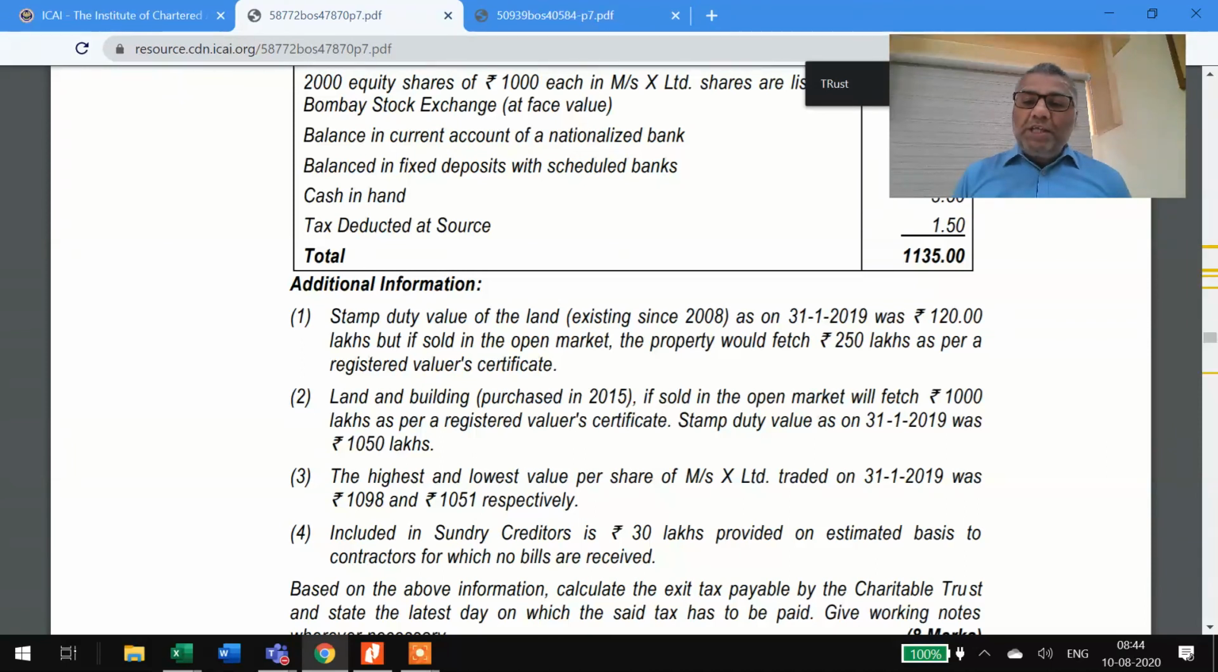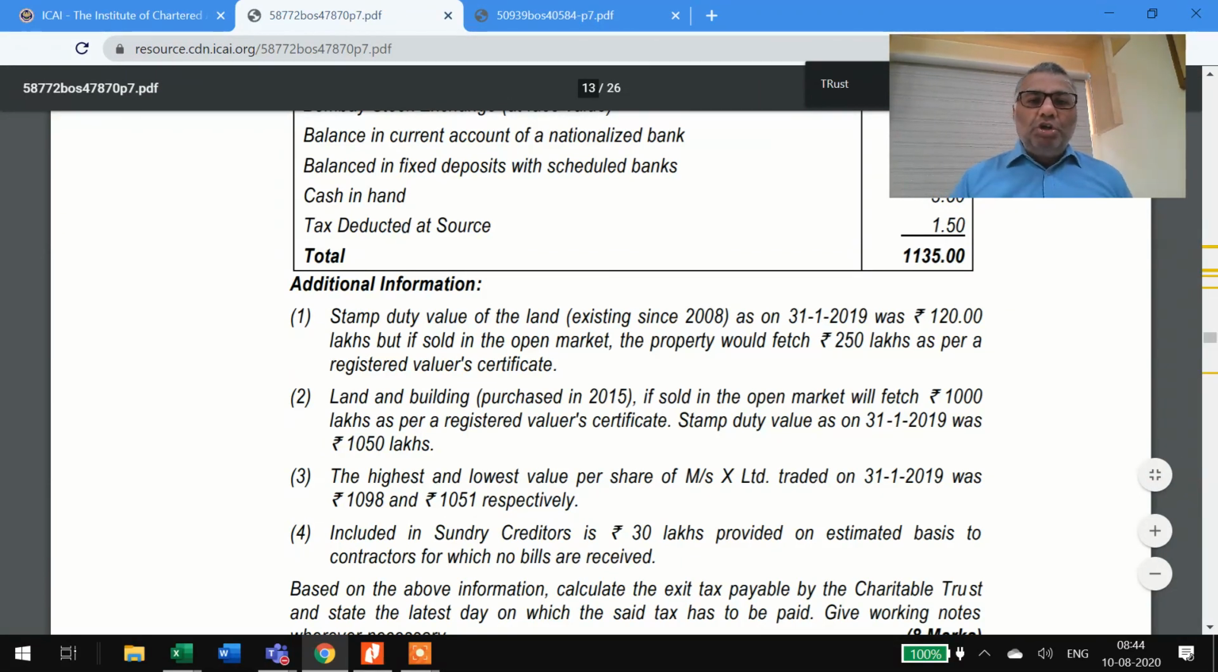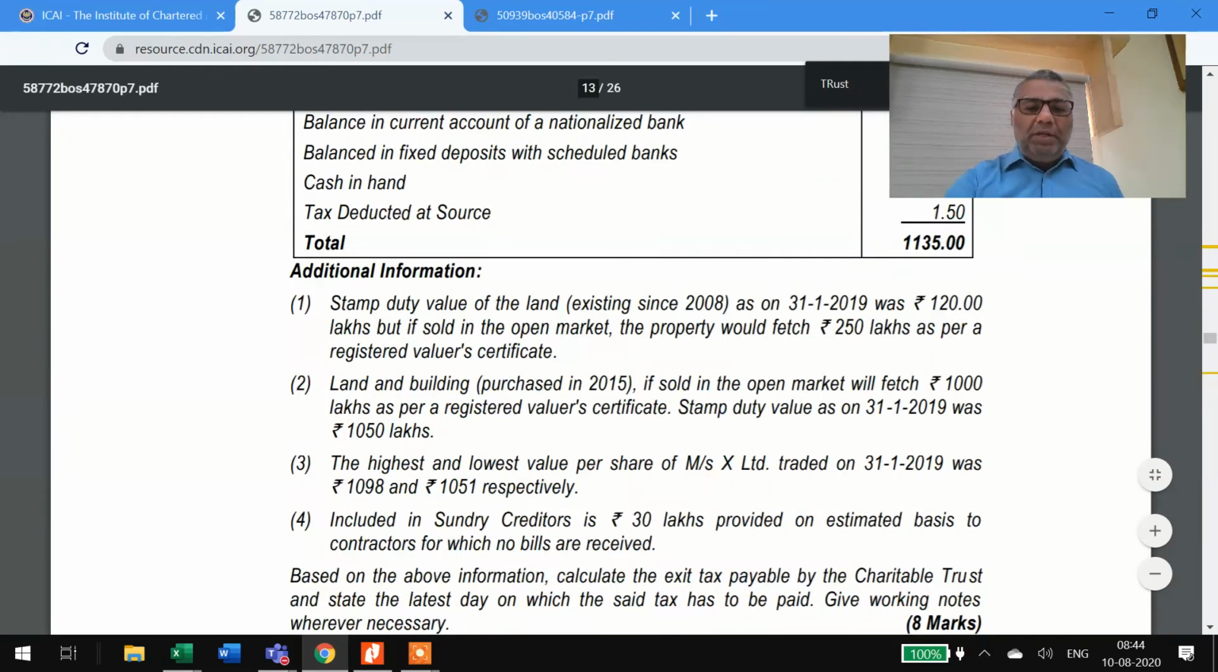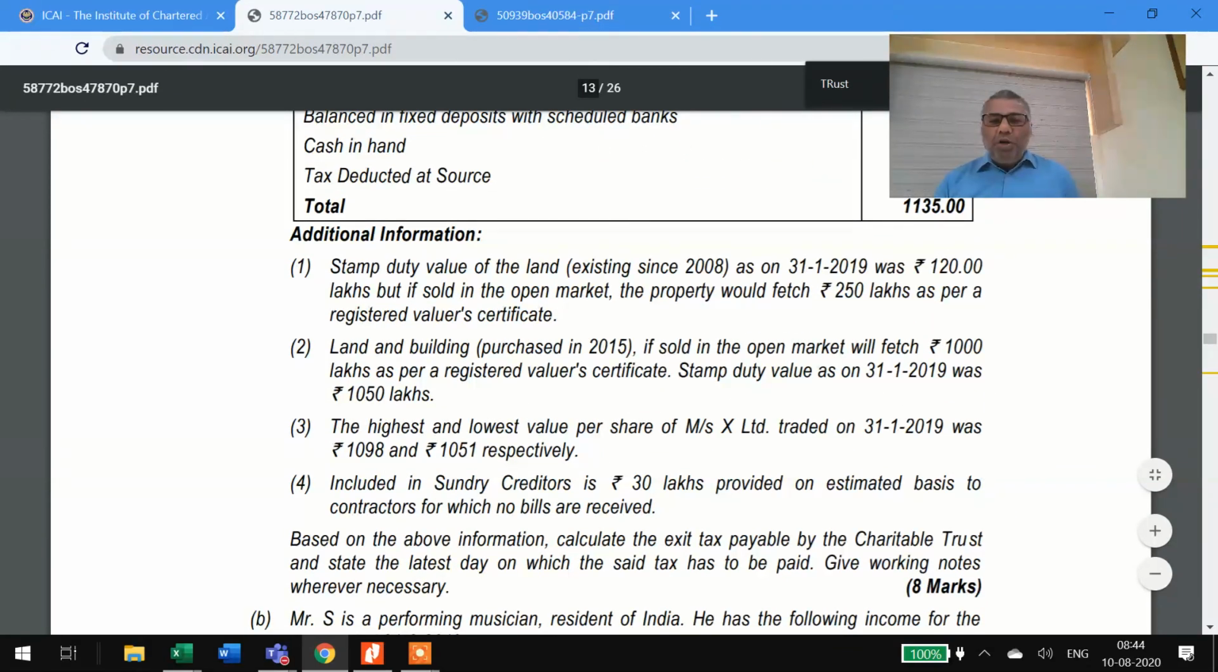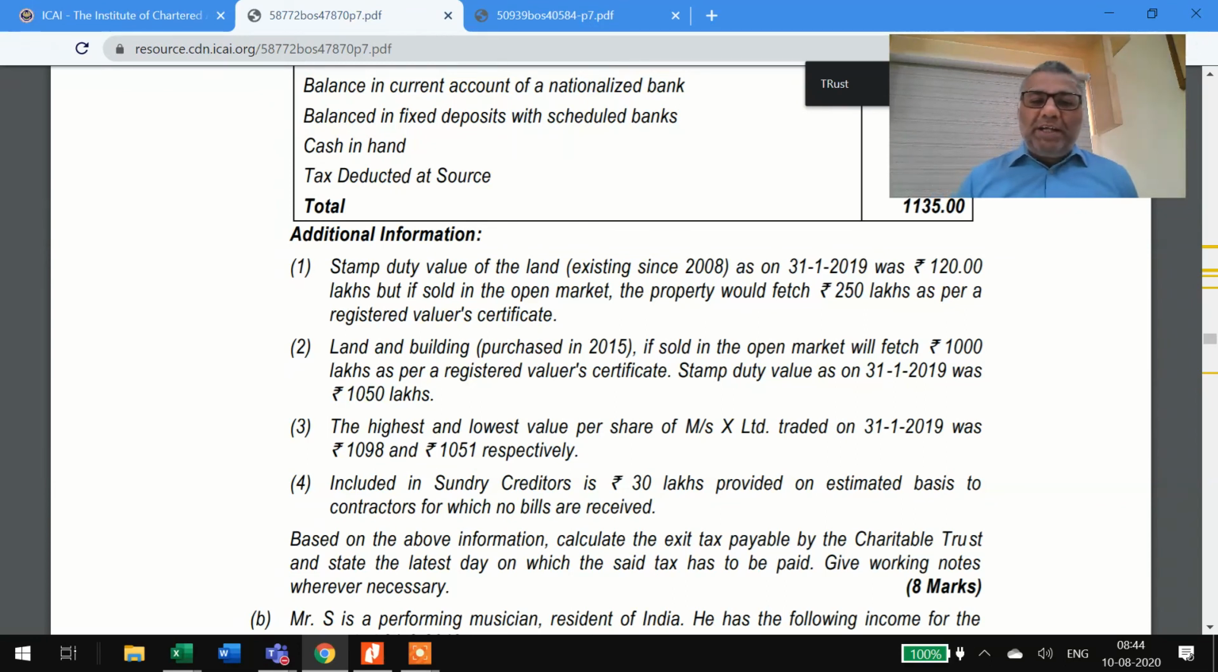The highest and lowest value was 1098 and 1051. So we will take the average into 2000 equity shares. We will take the average. Included in the creditors is 30 lakhs provided on estimated basis for which no bills are received. Based on the above information, calculate the exit tax payable and state the latest date on which the tax has to be paid. 14 days is the time, same like all 115s are 14 days. Within 14 days, you have to pay the tax, okay.